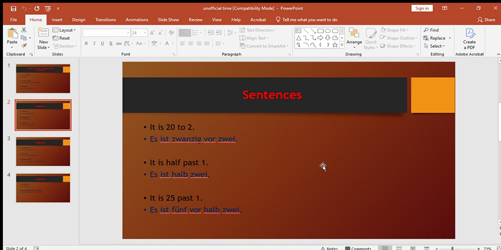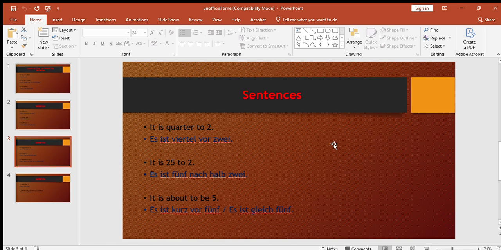It is half past 1. Es ist halb 2. It is 25 past 1. Es ist 5 vor halb 2.